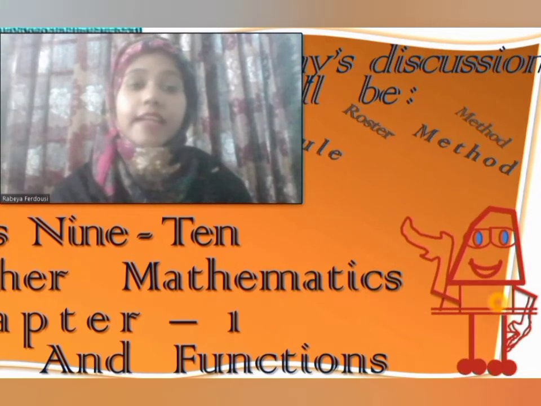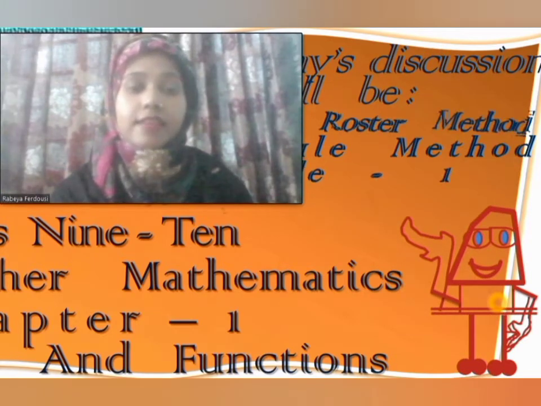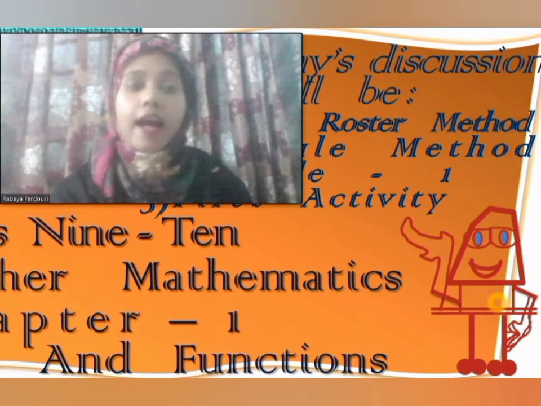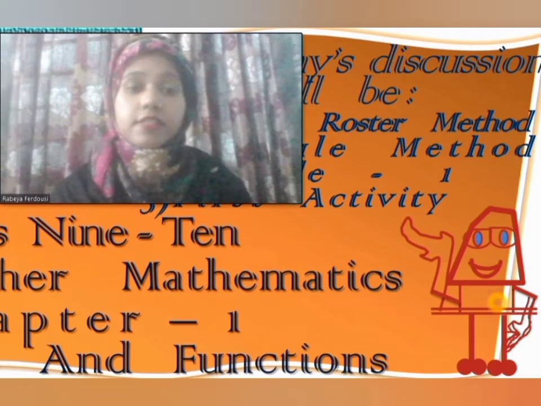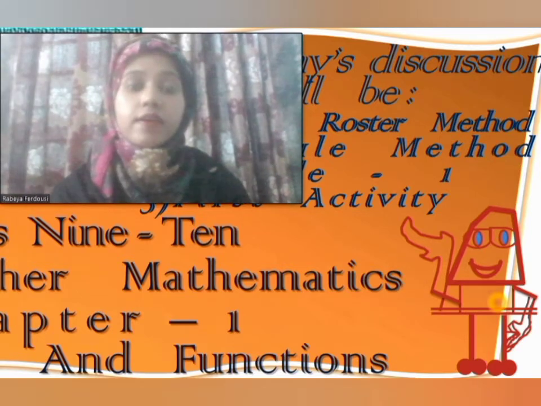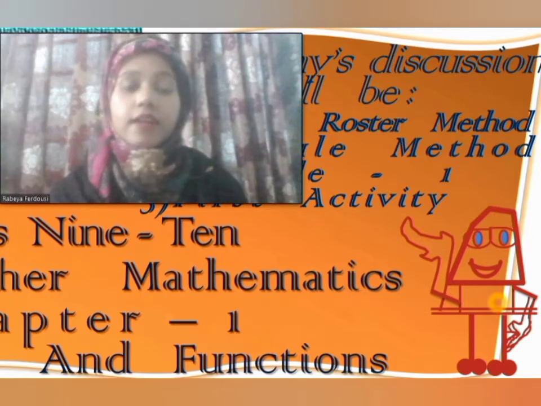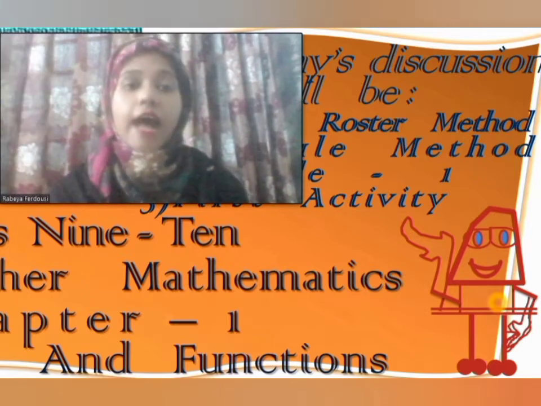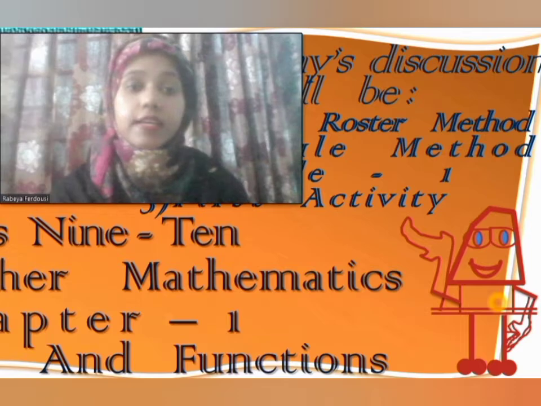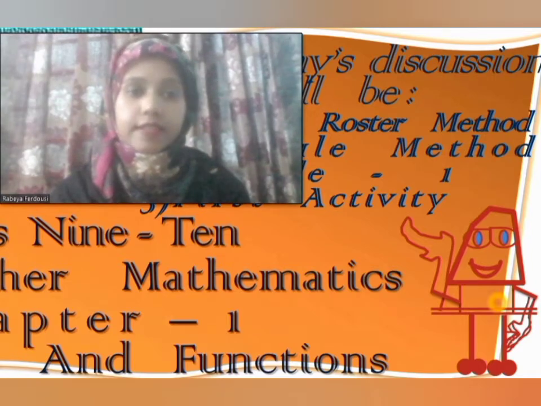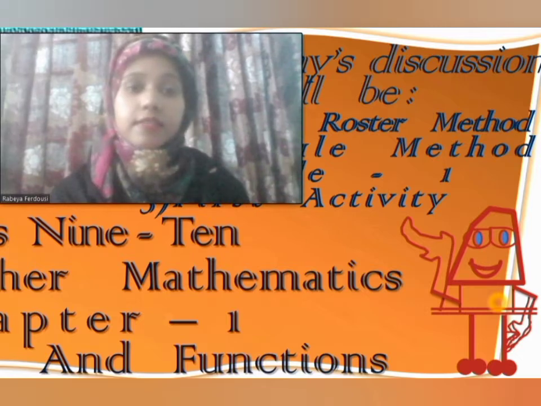And the definition was like this: set is a well-defined and related collection of things or objects from the real world and the conceptual realm. After that, I discussed some types of set, such as universal set, subset, complement set, power set, etc.